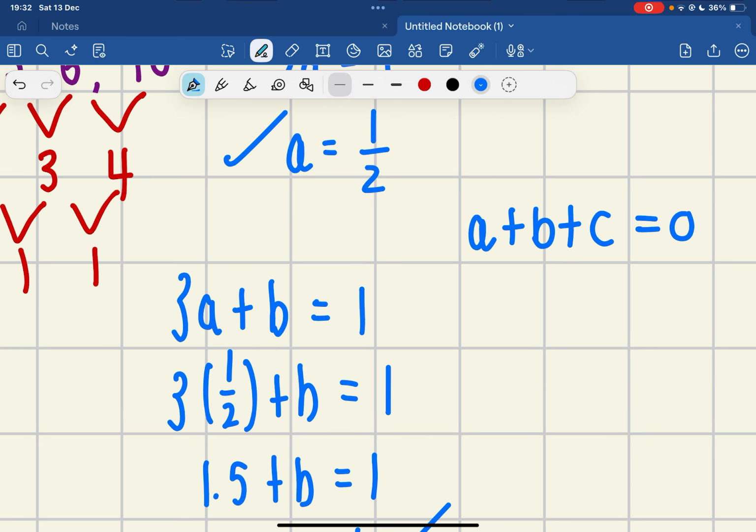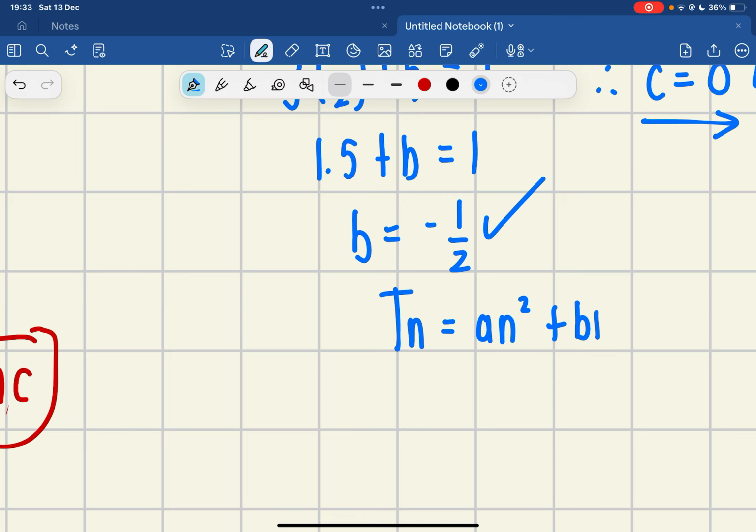All right. Now we have a, b, and c. The last thing we have to do is put it into our general term, or general formula, or standard form. So therefore, T of n is equal to, we said that a is a half, n squared, minus a half n, because b is equal to negative a half, plus c, which is 0.